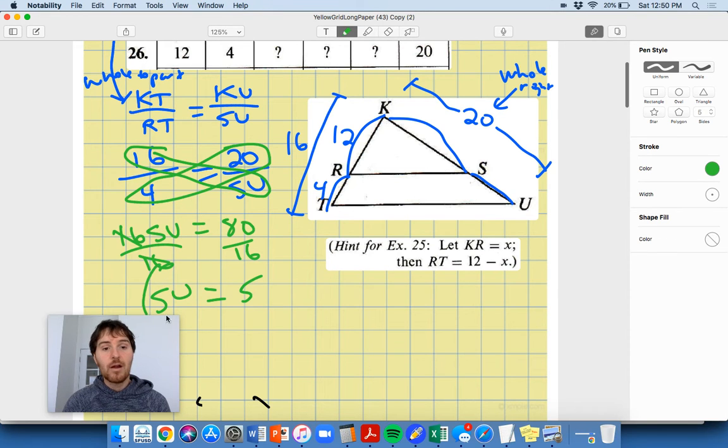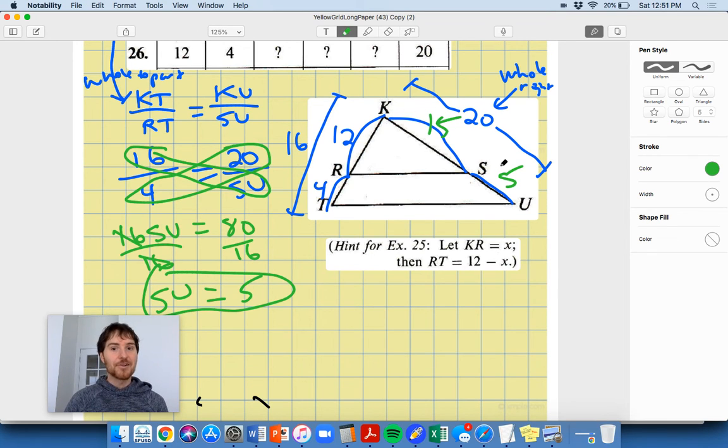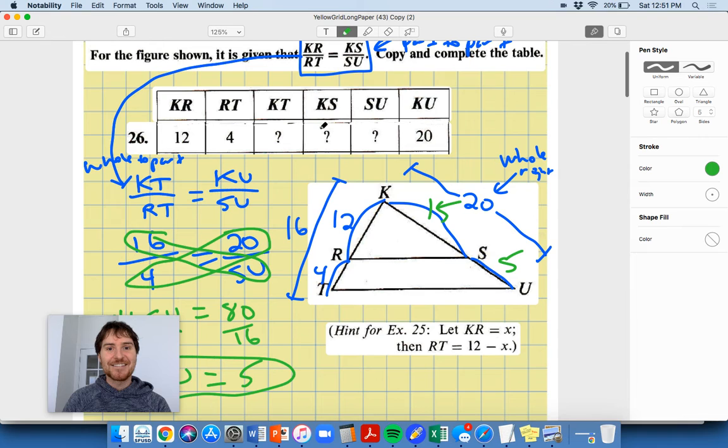So maybe really watch this. If you're not sure where I'm coming up with this, come to office hours, try to seek out help. But this has got to be 5. Again, 5 plus 15 is what's going to bring us to 20. So I didn't even need to think about that at all. If this is x, that's 20 minus x, right? 20 minus 5 is 15. And therefore we can get this good to go. And this KT is the easy one. Segment Addition Postulate brings us to 16.